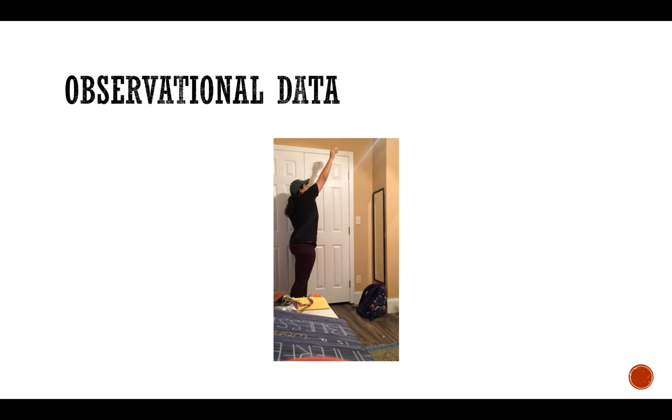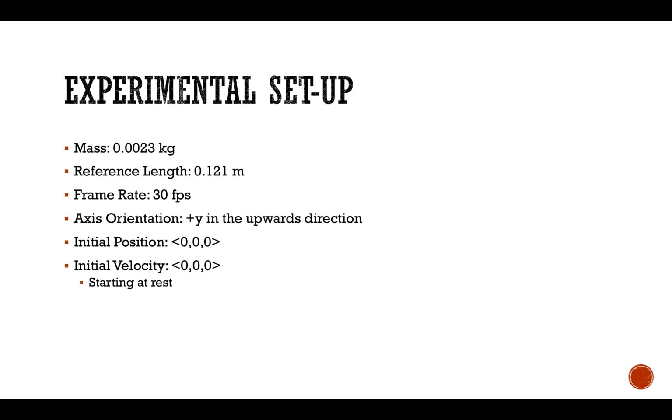This is a clip of my observational data. The experiment setup was as follows. The mass of the paper ball was 0.0023 kilograms. The reference length was the light switch, and it was 0.121 meters. The video's frame rate was 30 frames per second. The axis was oriented so the positive y direction was facing up. Since the object was starting from rest, the initial position and initial velocity were both 0. All of this information was input into the Tracker application for data analysis.